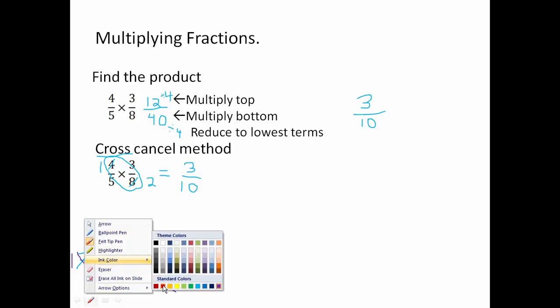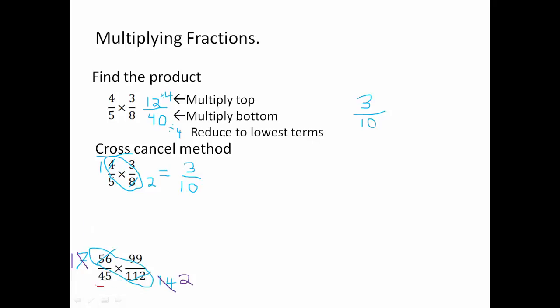I'm going to go ahead and change colors again, just to make it clear that I'm looking at this pair of numbers. And it looks like they can both be divided by 9. Again, I'm not going to write down the fact that I'm dividing by 9. I'm going to just write down the result. 99 divided by 9 is going to give me 11. And then 45 divided by 9 gives me 5.